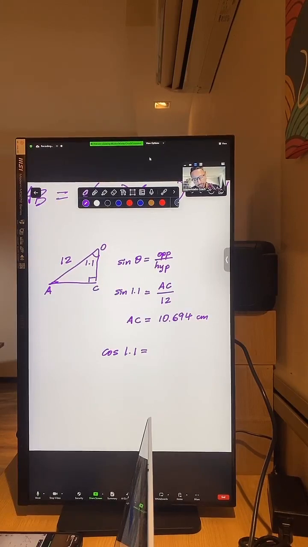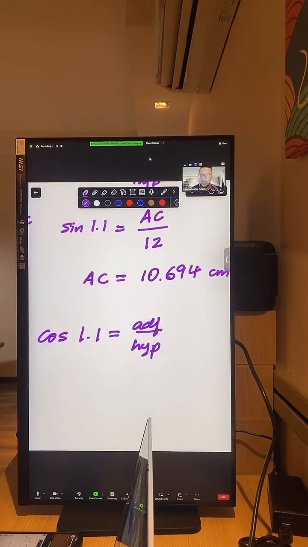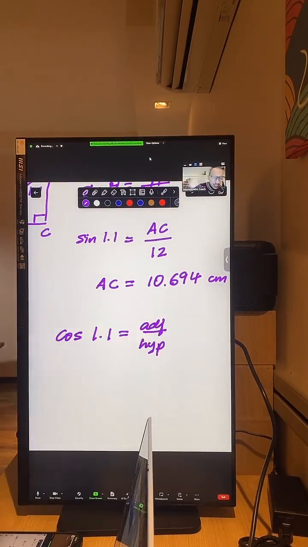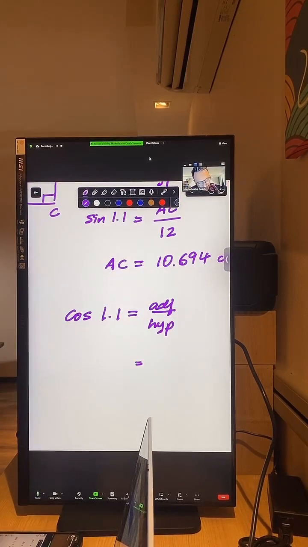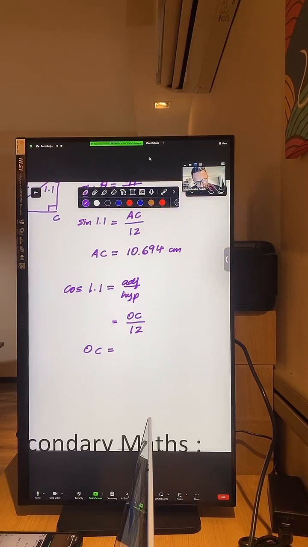Wait, hold on. CAH, so adjacent over hypotenuse. I hope you all can see this. Adjacent, ADJ, over hypotenuse, HYP. My adjacent side is my OC. My hypotenuse is again 12. So my OC now will be cosine 1.1 times 12. Again, make sure that you are in radian mode and not any other mode, because the angle is in radian. So 5.4432 cm.